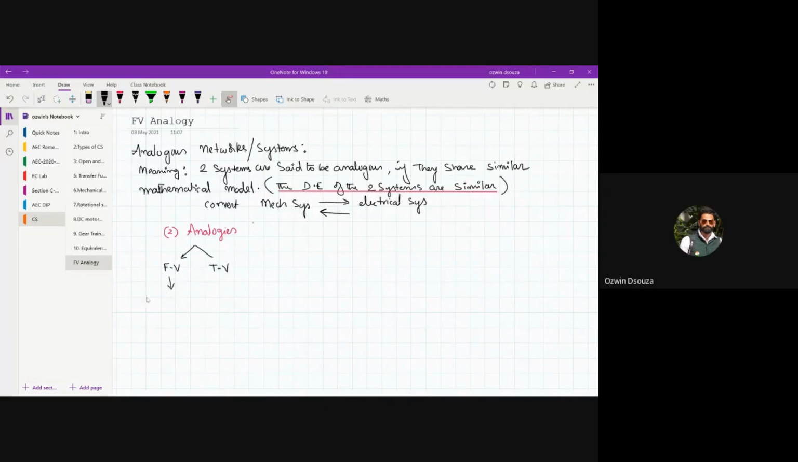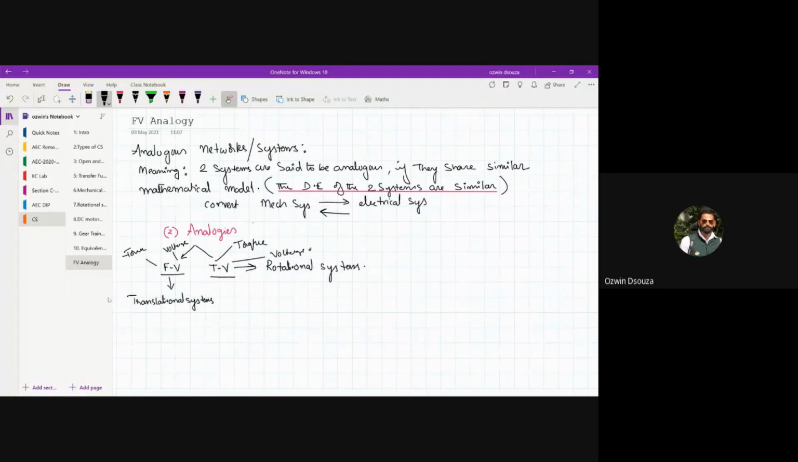So this is for linear, or translational, systems, and the second one is for rotational systems. Analogous systems can be broadly classified into two types: translational system analogy and rotational system analogy. F stands for force, V stands for voltage. Similarly, T stands for torque, and V stands for voltage.